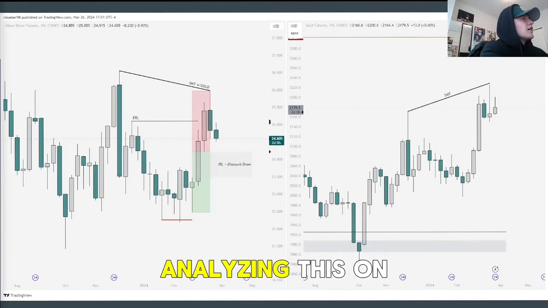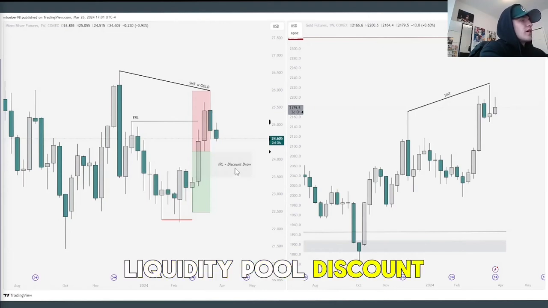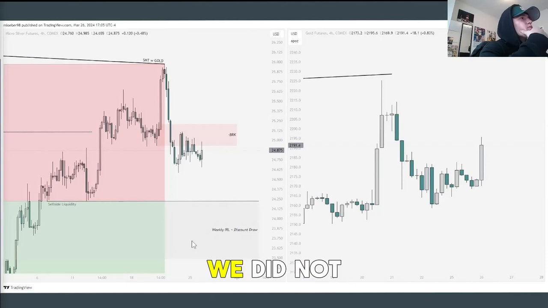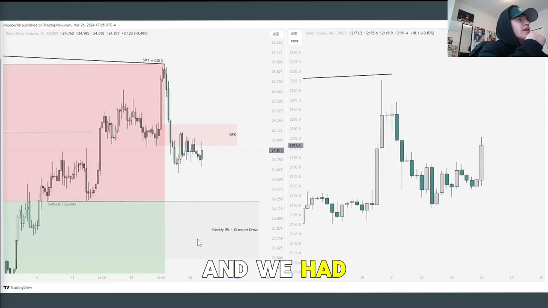Since we're analyzing this on our weekly chart, I'm dropping down to the 4-hour to see if I could frame a market maker sell model down to that internal range liquidity pool discount draw. This week, we did not have any high impact news for the dollar on Monday. So my trading day was going to be Tuesday, and we had 10 a.m.